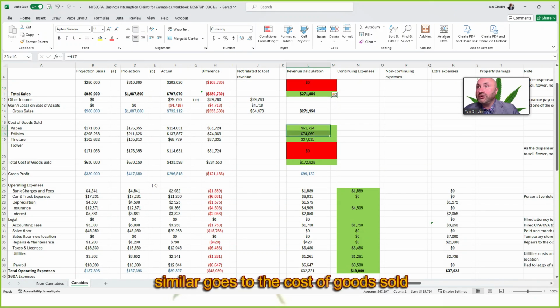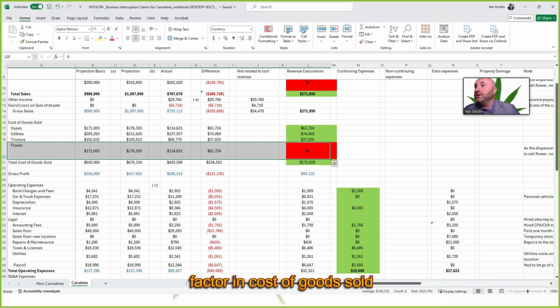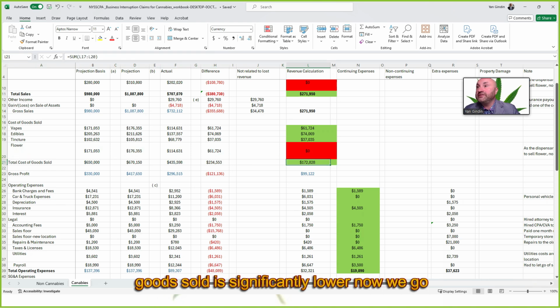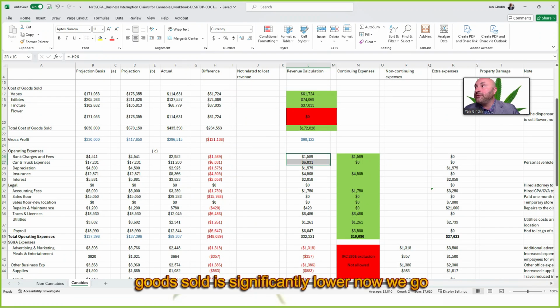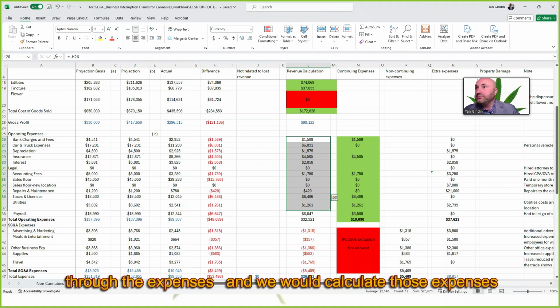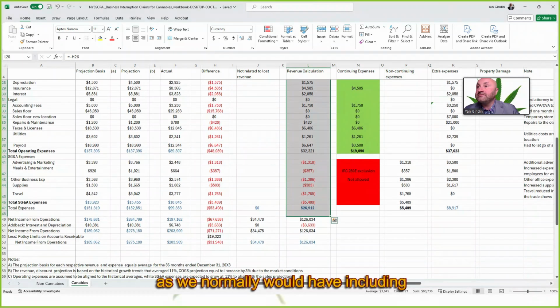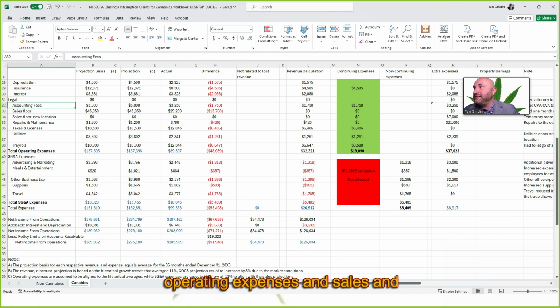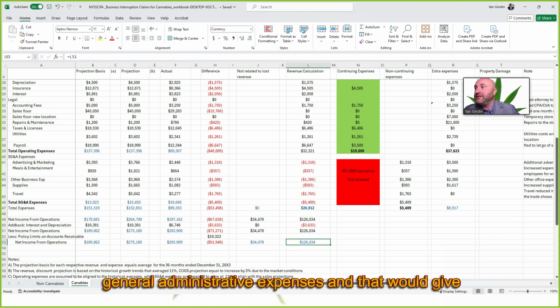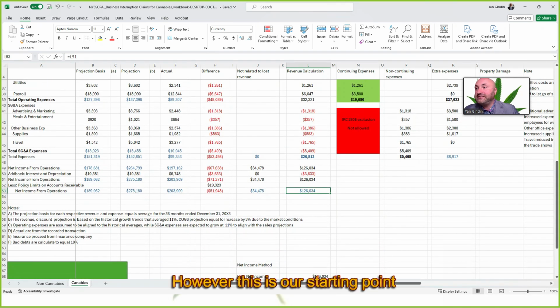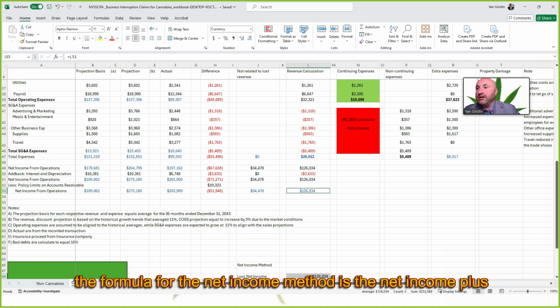Similar goes to the cost of goods sold, right? We can't really factor in cost of goods sold for the flour because it wasn't licensed, and therefore the true cost of goods sold is significantly lower. Now we go through the expenses, and Renata, just hold the questions here, and we would calculate those expenses as we normally would, including operating expenses and sales and general administrative expenses, and that would give us the net income from operations. However, this is our starting point. If you recall, the formula for the net income method is the net income plus continuing expenses plus extra expenses gets us our loss number.